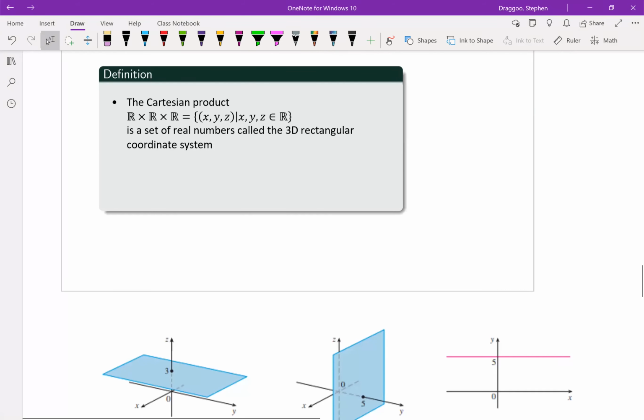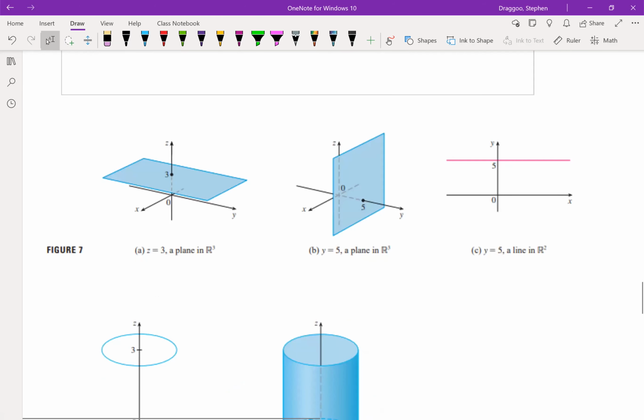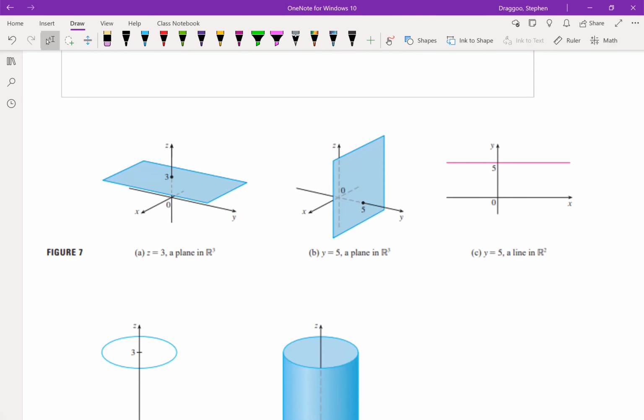I'll finish this up with a talk about what some equations are going to look like in 3 space. So if we take, with our first example, the equation z equals 3, that means that our z value is fixed at 3, but both our x and y values are free to be whatever they want. So that's going to create a plane in 3 space. And it's the plane where z is equal to 3, so it's going to run parallel to the xy plane.